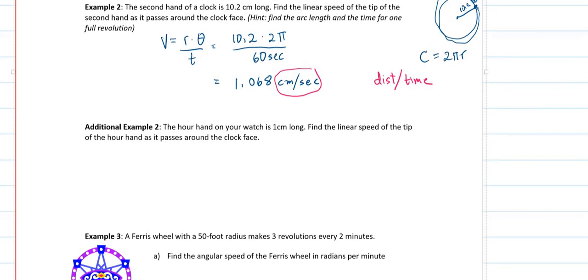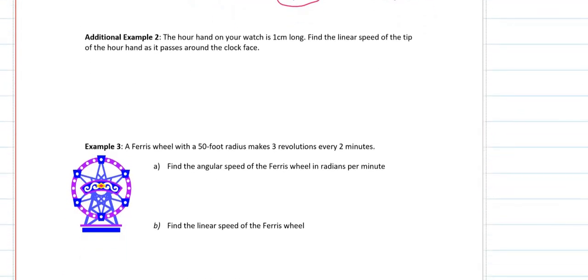All right, let's look at example 2. The hour hand on your watch is 1 centimeter long. Find the linear speed of the tip of the hour hand as it passes along the clock face. So again, let's talk about the information we have. We know our radius is 1 centimeter. We know S in this case is going to be the radius, which is 1, times the distance around the face, which is 2 pi, because that's one revolution around the face.